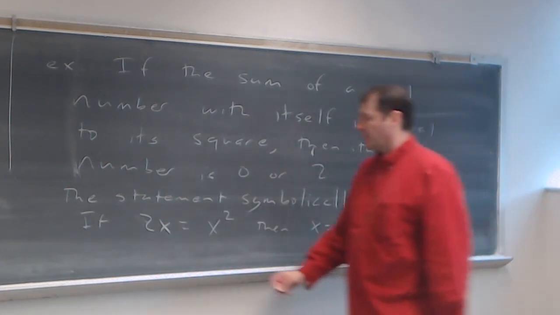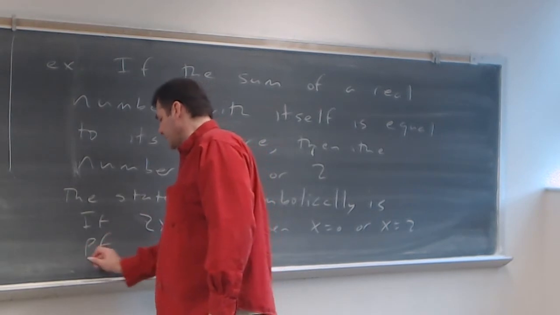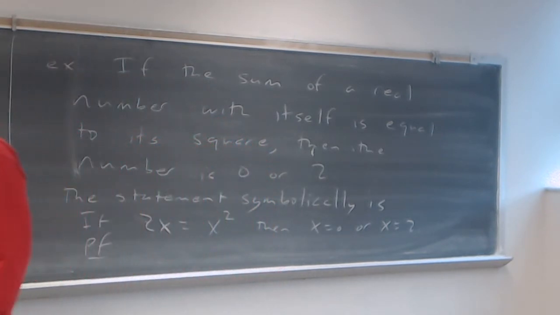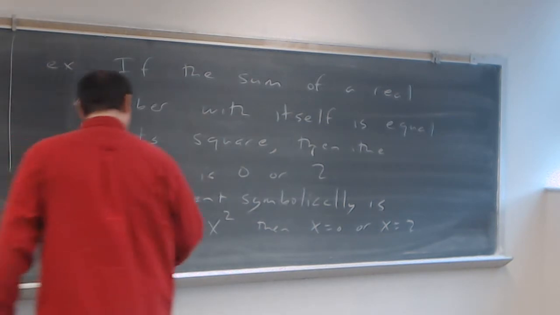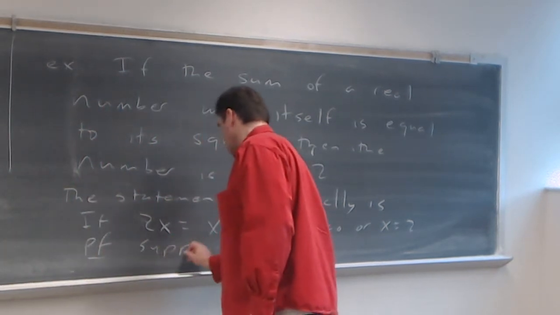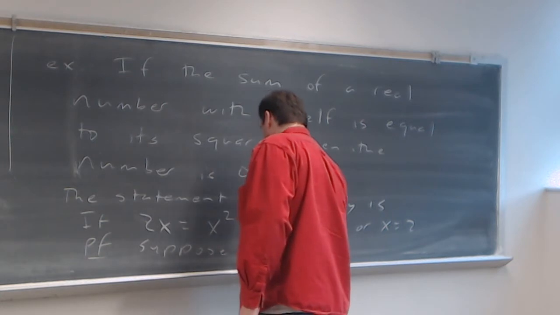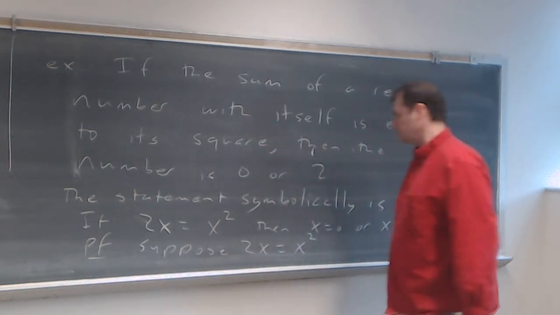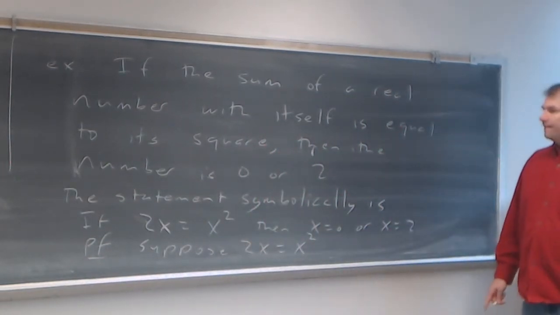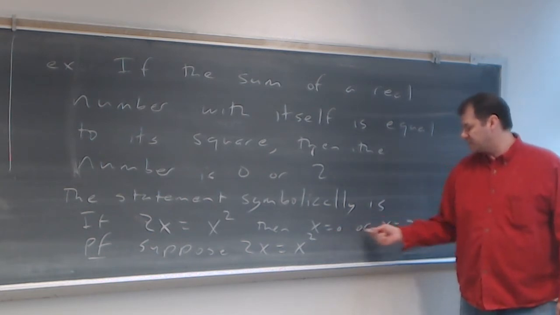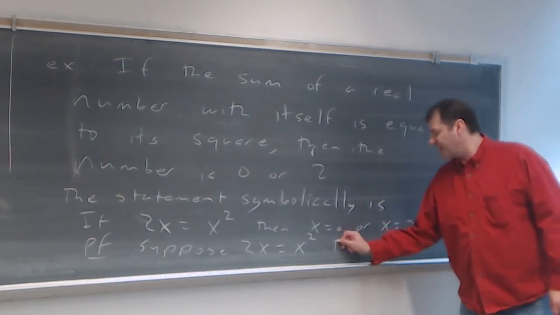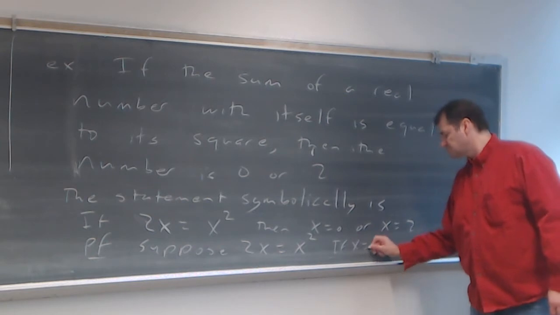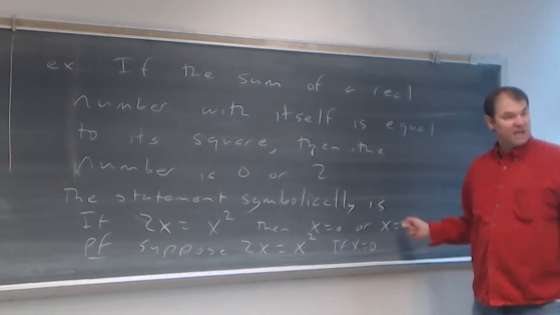Okay. I'm ready to do the proof in this manner. So the first thing I'm going to do is assume P happens. So suppose 2x equals x squared. We want to show that either x is 0 or x is 2. Well, if x is 0, we're done, because the statement will be true.